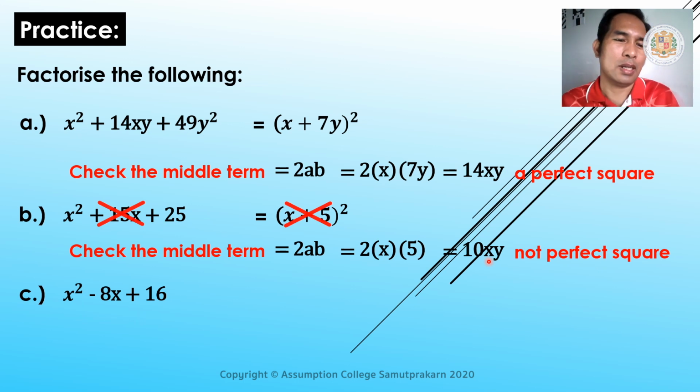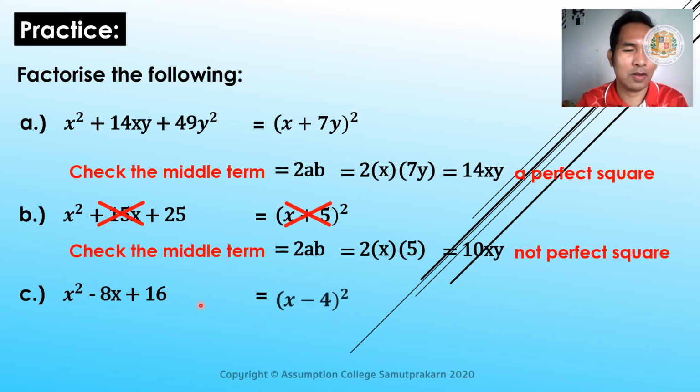Okay. Next, letter C. x squared minus 8x plus 16. Okay, what's your answer? What is the square root of x squared? The square root of x squared is x, while the square root of 16 is 4. So your answer is x minus. Always remember this is minus, so (x - 4) quantity squared.